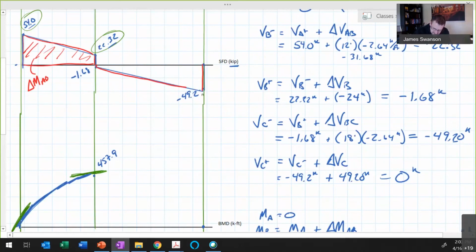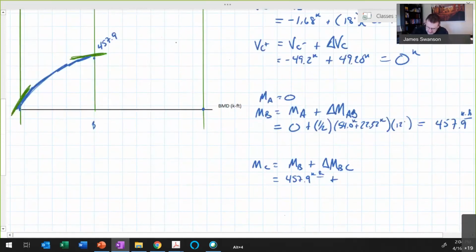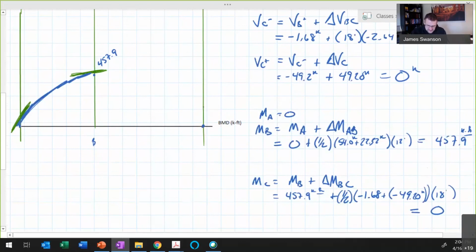This is an area under the shear force diagram. It's not zero there, but it's close to zero. So that is the change in moment between points B and C, delta M sub BC. So I can go over here and say that that's equal to the average of the forces. At the left end, we have minus 1.68 plus, at the right end, a minus 49.20. And then we multiply by the length, 18 feet, and what you end up with is 0. So over here at the right end, we end up at 0 again.